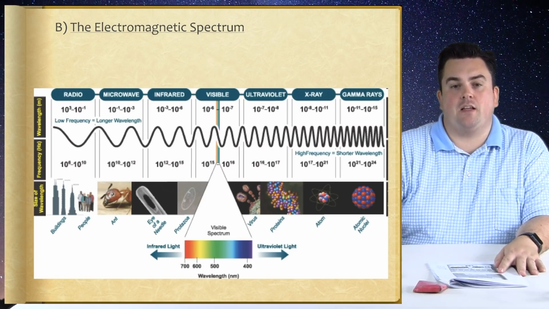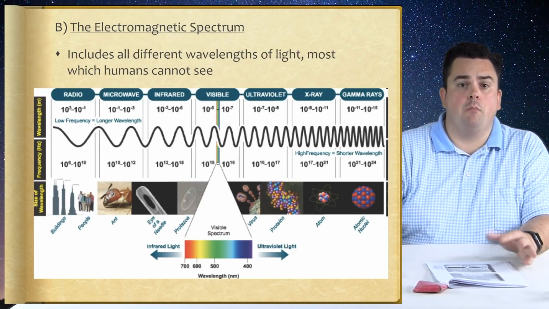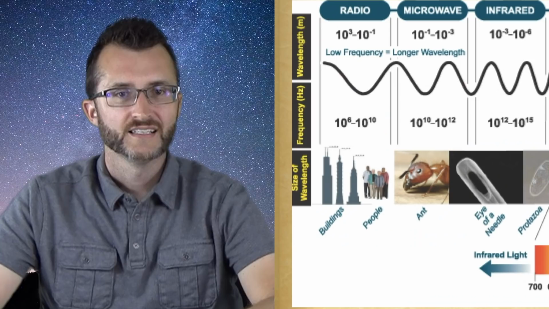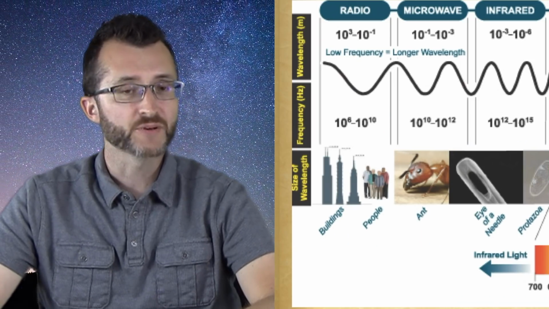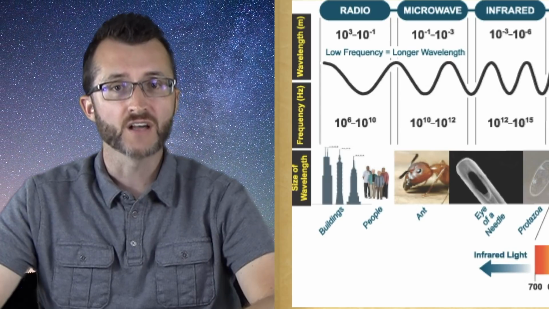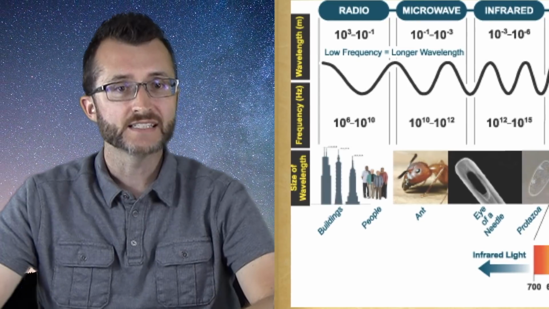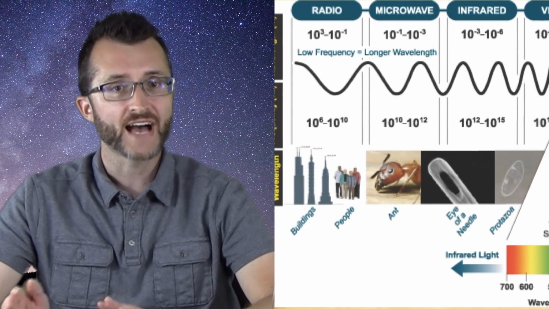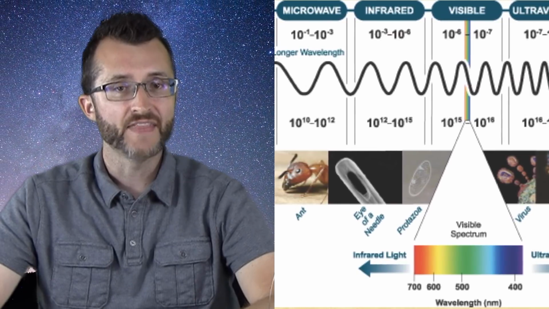The electromagnetic spectrum. It includes all different wavelengths of light, most of which humans cannot see. If we take a look at the electromagnetic spectrum, we see on the left where there are radio waves, we have a very long wavelength, which actually means a very low amount of energy. Continuing towards shorter wavelength, higher energy, we move up to microwaves, infrared, and then to visible.